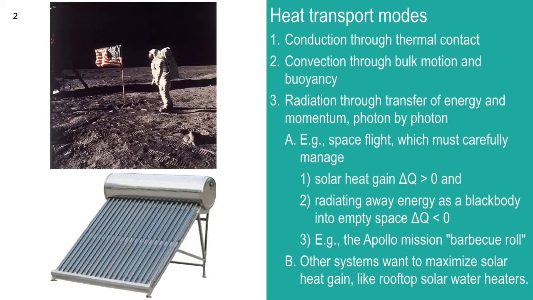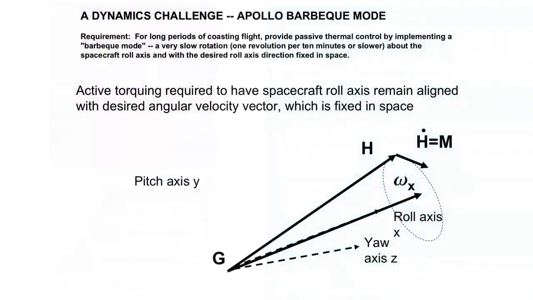Now, I mentioned the BBQ roll here. Here's a blurb page from MIT. These are the guys that figured out up there at MIT at their lab how to get the Apollo command module to handle all that heat on the way out to the moon, because they're getting a lot of heat, 1,370 joules per square meter per second from the sun. And so they decided to invent the barbecue mode.